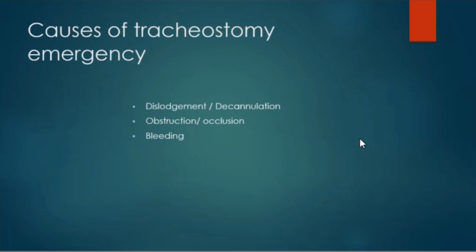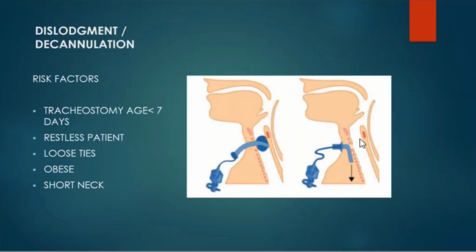Okay, so the tracheostomy emergencies can be categorized into 3 major categories. They are dislodgement or decannulation, obstruction, and bleeding. The dislodgement or decannulation can again be complete or partial, and it's more frequent when the tracheostomies are aged less than 7 days, that is, when the stoma is not mature. In an obese or short neck patient, restless, irritable patients, and when the tracheostomy tube is not secured properly.